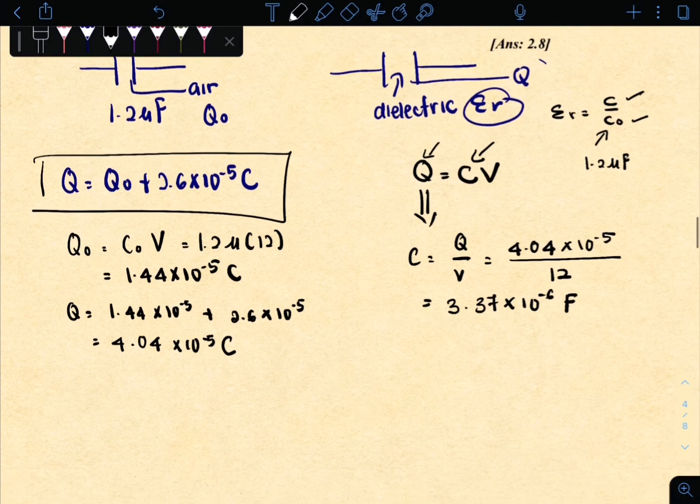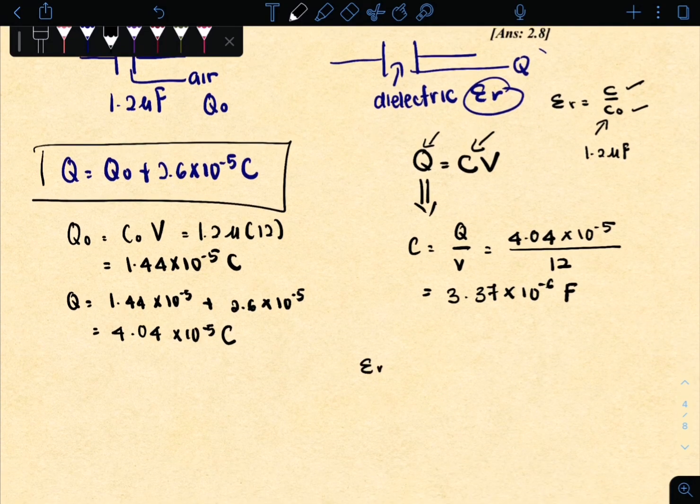Based on the value you have here, you can now find your epsilon R as C over C naught. C is 3.37 times 10 to the power negative 6 divided by your C naught, which is 1.2 times 10 to the power negative 6. Tekan calculator, you get your dielectric constant as 2.8.